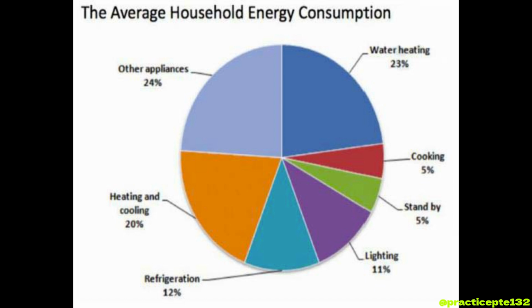You can also see from this graph that the lowest proportion is cooking and standby, which is around 5%. In conclusion, other appliances have the highest proportion of average household energy consumption.